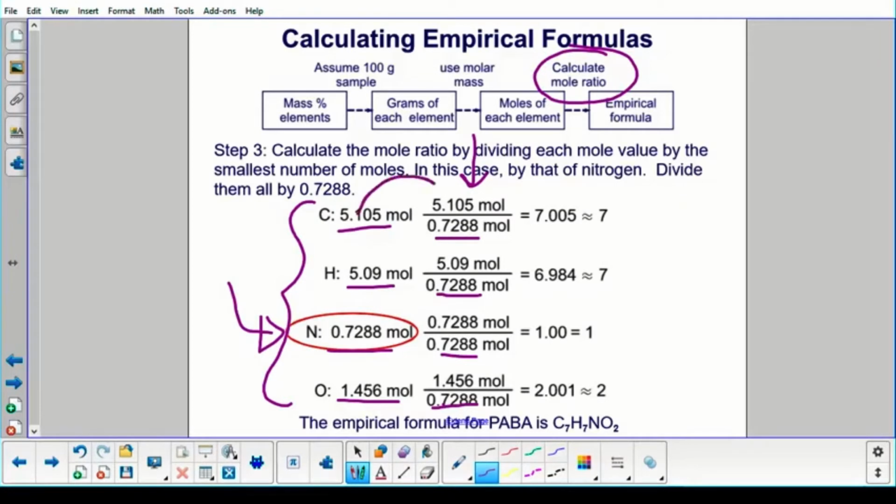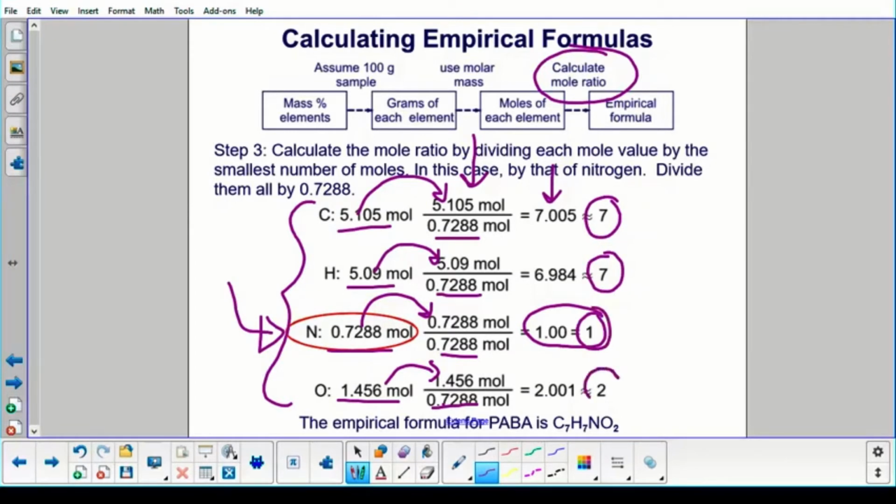So here's carbon, put 5.105 there. Hydrogen goes over there. Nitrogen goes here, so that's easy. That's going to divide out and get 1. And oxygen comes here. You divide out, and notice you do not get an integer. You get pretty close, so we're just going to go ahead and round that up or down depending on which integer it's closest to. And carbon, we come up with 7, hydrogen 7, nitrogen 1 because dividing a number by itself gets 1, and here's oxygen.